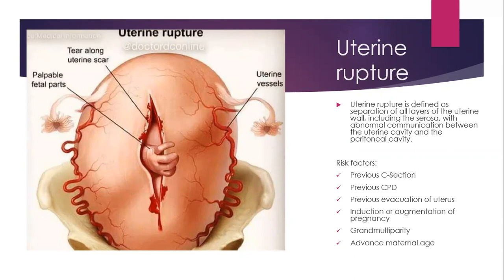If there was previous CPD, the patient is also at high risk. Previous evacuation of the uterus, because when they do the scraping, they actually cause a trauma to the uterine wall, and this causes the uterine wall to be thinner and at high risk. Then induction and augmentation of the pregnancy. This is usually done with syntocinon, and this causes severe contractions, and if there's any weakness on the uterine wall, it will cause rupture. Grand multiparity is also the thinning of the uterus throughout multiple pregnancies, as well as advanced maternal age. Once again, thinning of the uterine wall and advanced maternal age is just a risk factor for everything.